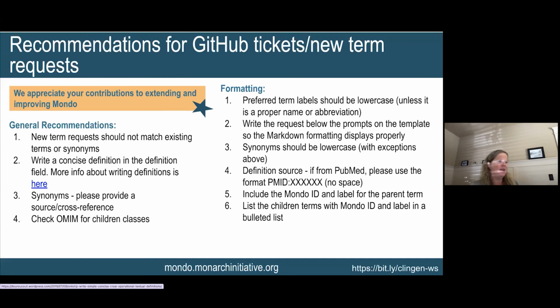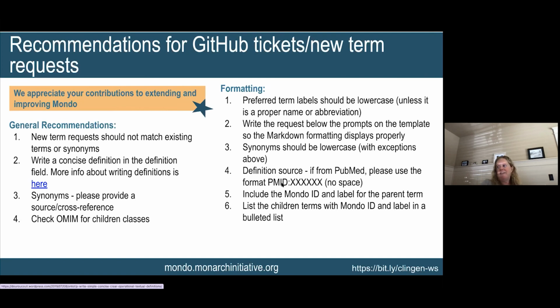So all the terms that go into Mondo are lowercase, unless it's a proper name or abbreviation, so writing the labels and synonyms in lowercase is helpful. The templates are written in Markdown format, so that's why they have the weird asterisks around all the terms. When you hit submit, it'll show the top-level field in bold. So just write your request below that.